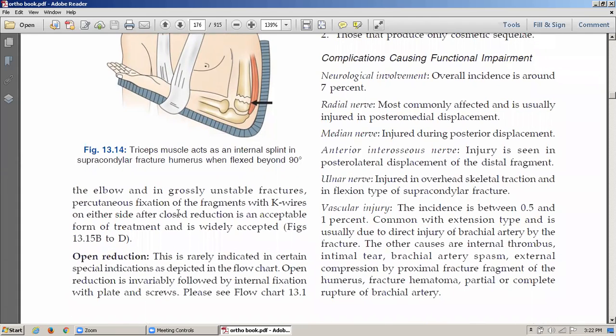So in a grossly unstable fracture, percutaneous fixation of the fragment with K wires on either side after closed reduction is an acceptable form of treatment and is widely accepted. The open reduction is rarely indicated, only in certain special indications as depicted in the chart. An open reduction is invariably followed by internal fixation with plate and screw.